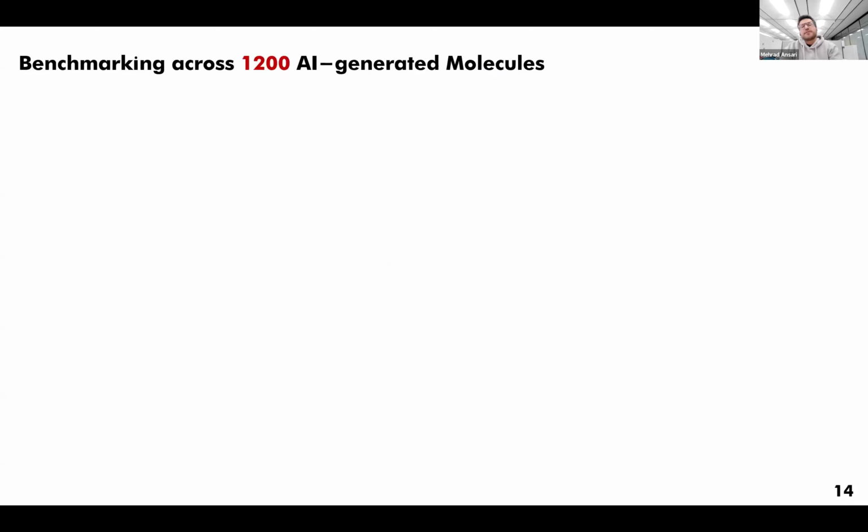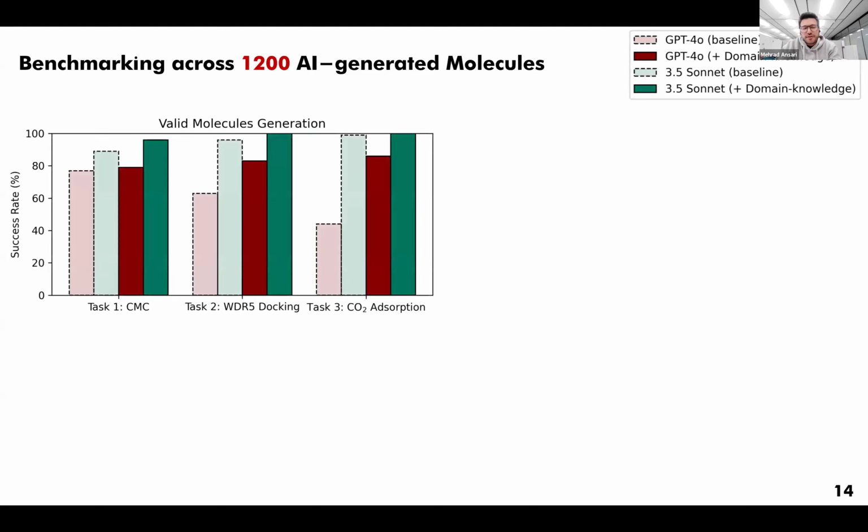So I want to spend some time talking about how we actually benchmark designer. We generated 1,200 molecules across 3 different diverse applications. Task 1 is predicting critical micelle concentration for a surfactant. Task 2 is predicting binding affinity of a ligand against WDR5 protein target, which is a protein that regulates cell growth, and this is based on docking score. The lower the docking score, the higher the binding affinity. And task 3 is CO2 absorption capacity of the organic linker of a MOF.